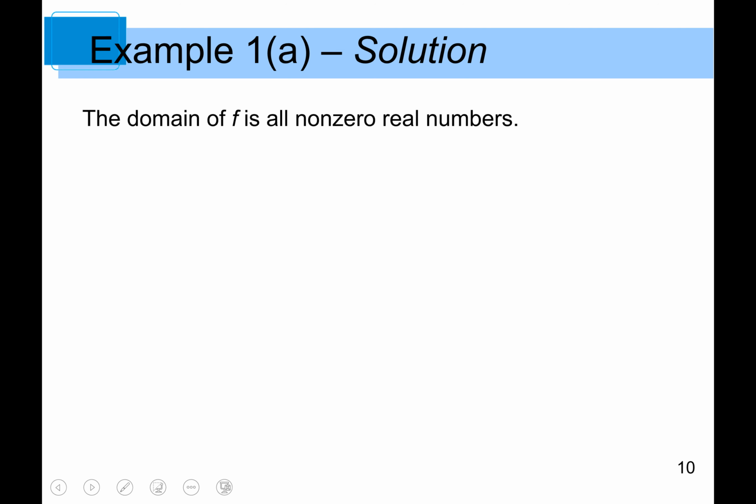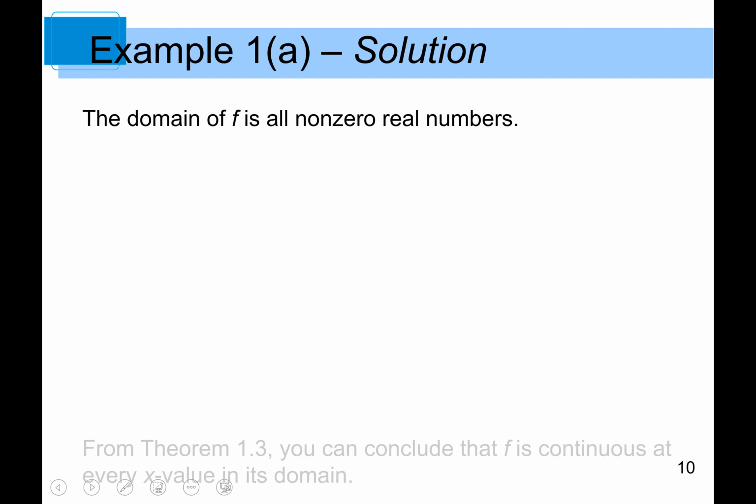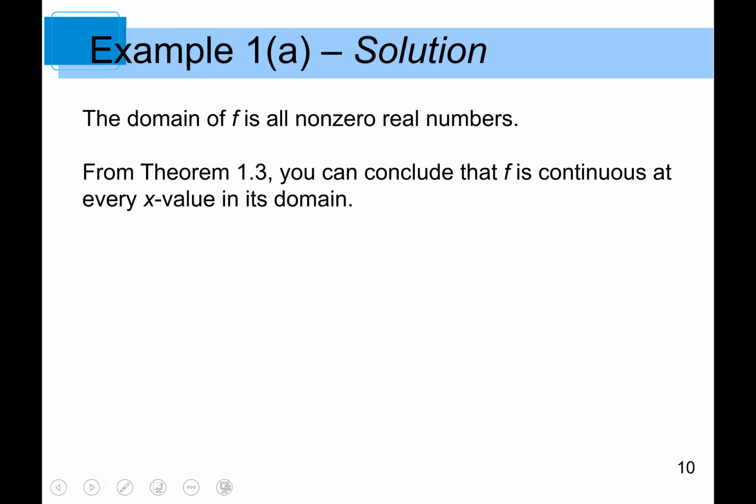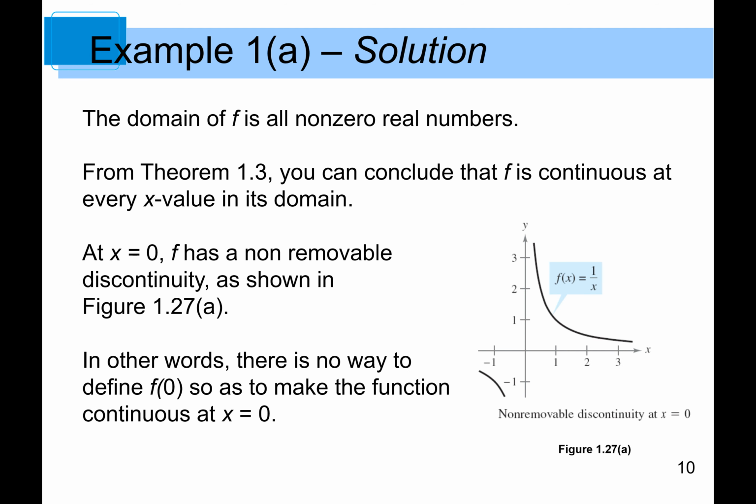So let's take a look at some analysis about each one of them. Right here at x equals 0, this function has a non-removable discontinuity. You can see there's a big gap here. You can never close this gap. So that's why we have a non-removable discontinuity at x equals 0. In other words, there's no way to redefine f of 0 so as to make the function continuous at x equals 0.